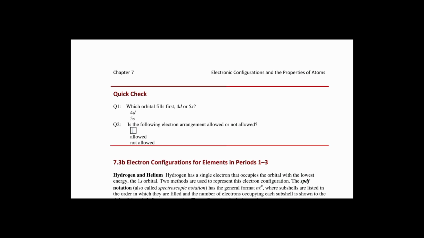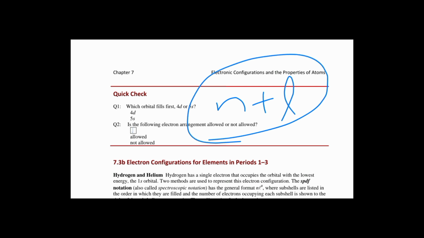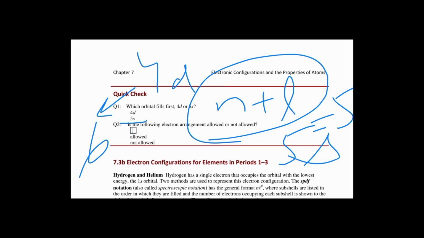Oh, sorry. The orbital with the lowest n plus l value will be filled first. So 5s will be filled first. I'm sorry for the confusion. The n plus l value for 5s is 5, and the n plus l value for 4d is 6. So 5s will be filled first.